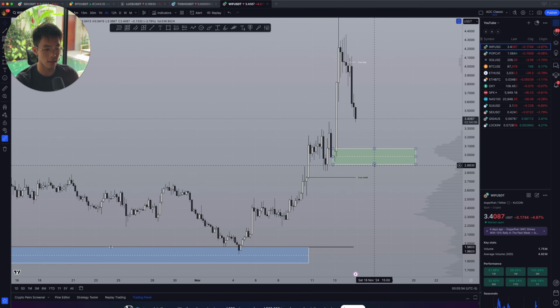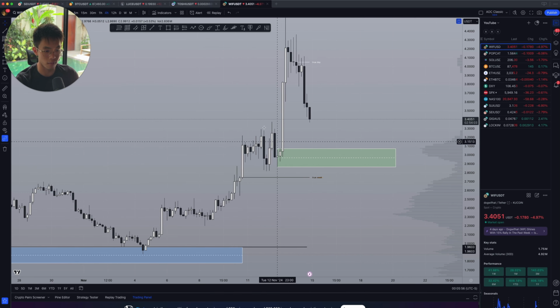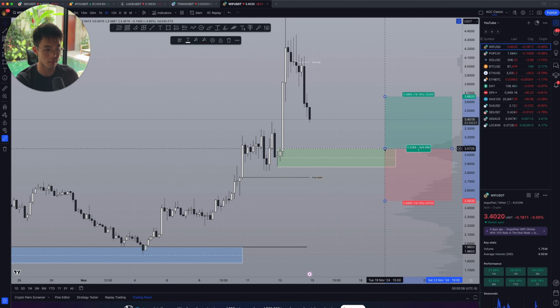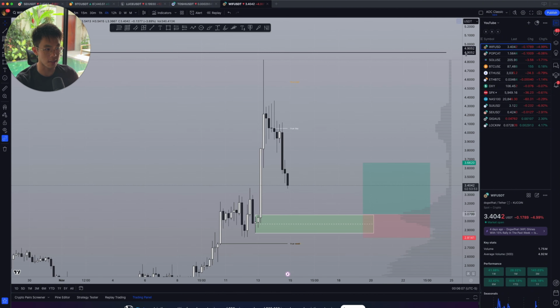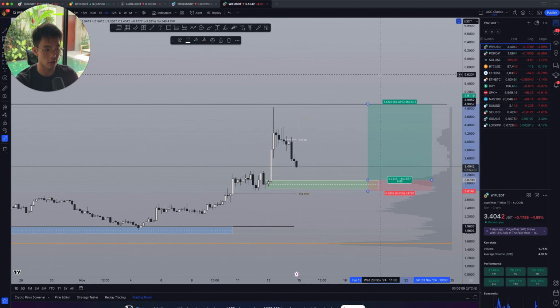So this is going to be very likely a really high probability zone, with your entry at about 3.07 to 3.08, depending on what exchange you're using, your stop loss at about 2.8, and this is going to give you about a 10% stop loss, and your target is going to be beyond the all-time high.